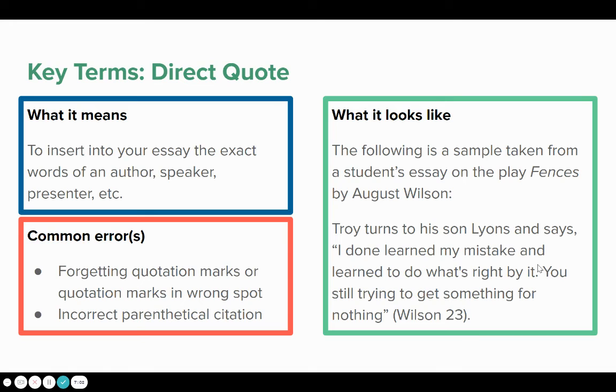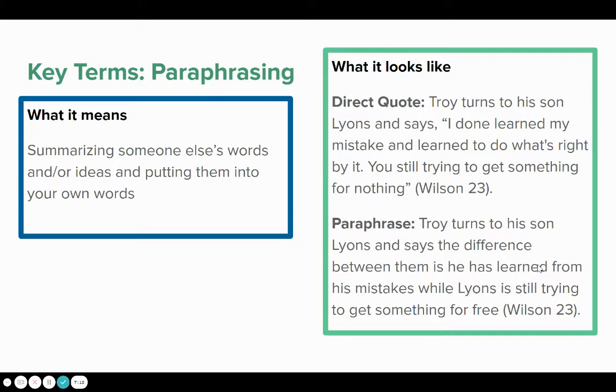Common errors with direct quotation marks. Oftentimes students will forget the quotation marks, or will put the quotation marks in the wrong spot, or they might include an incorrect parenthetical citation. Paraphrasing. What is paraphrasing? What is it, first of all, and what does it look like? Paraphrasing means to summarize someone else's words and or ideas and put them into your own words.